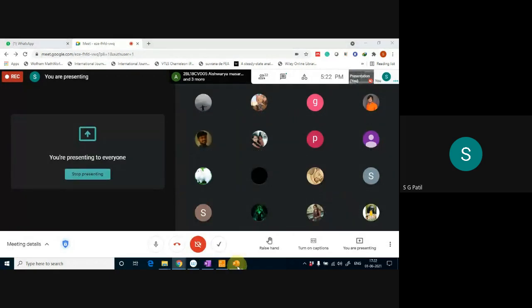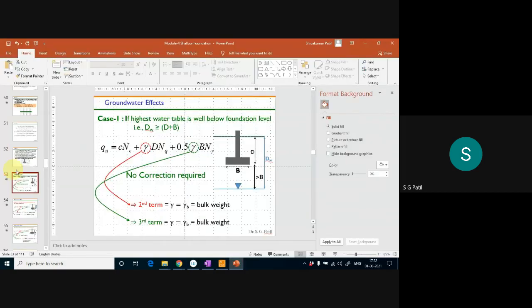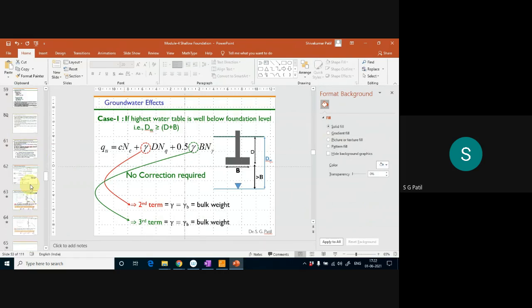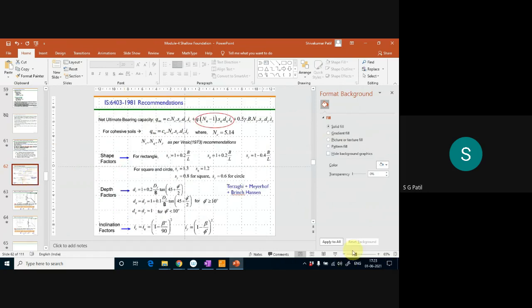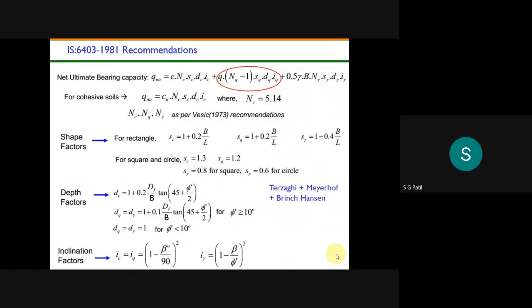Okay, so let us go to IS 6403. So the net ultimate bearing capacity, you have to use this equation. In this equation, you see the shape factor and depth factor. You have to calculate them from these formulas. The given problem is a square footing, no? So for the square footing, what are my shape factors here?